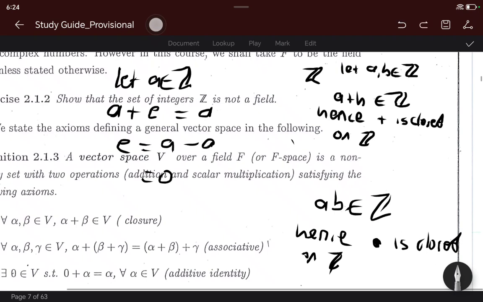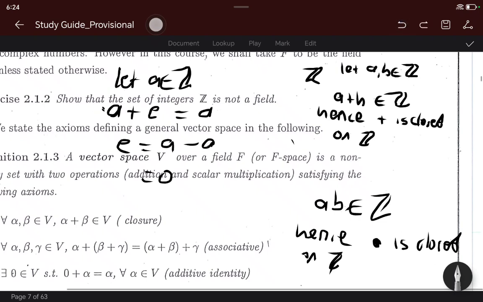You see, I can't come here and say let e be an element of Z, because I don't know yet if that number is going to be an element of Z. Another thing, I can't say let e be equal to 0, because I don't know yet if e is 0. I must prove it. So what I can do is let a be an element of Z.